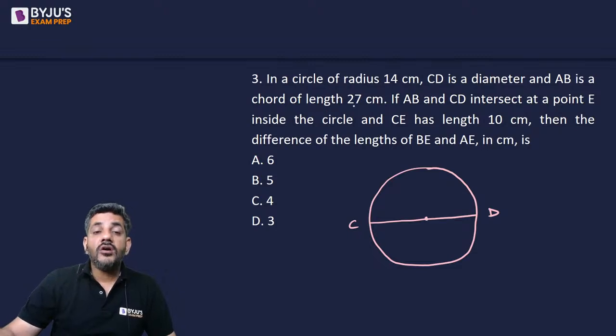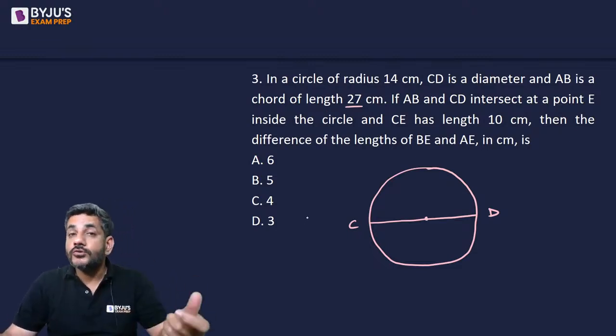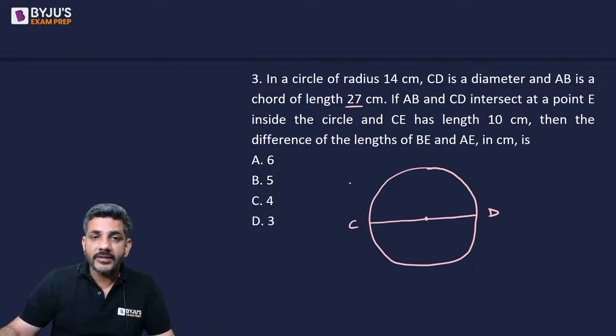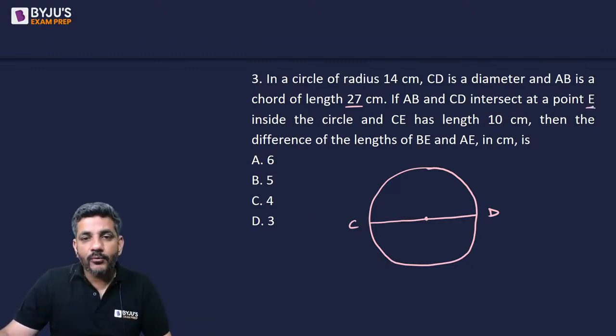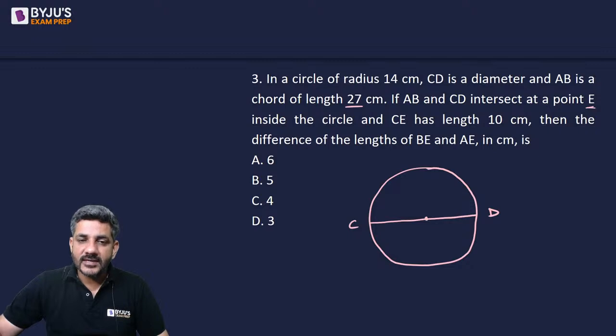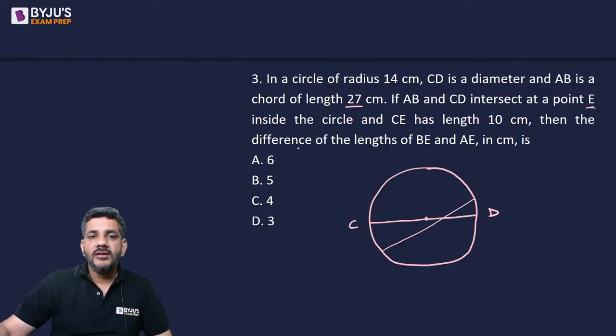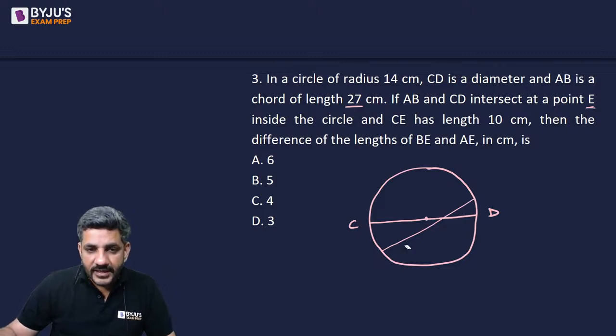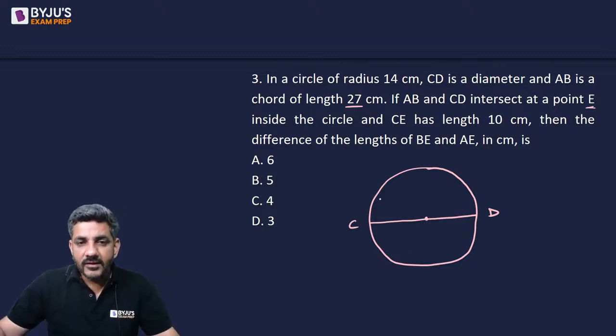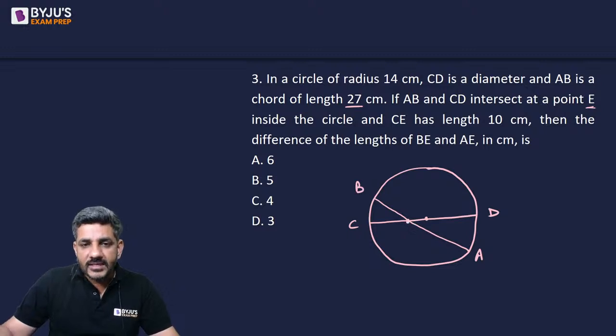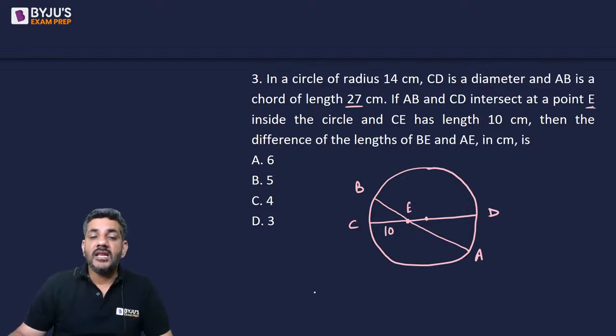And AB is a chord of length 27, which is very close to 28. So the chord is also pretty lengthy. AB and CD intersect at point E. So if AB and CD intersect at point E, it would look something like this, inside the circle, and CE has length 10. But it's probably not the case because CE has length 10, so it would look something like this then. Okay, so AB is a chord and this intersects at point E. He says CE has a length of 10. Then the difference in the length of BE and AE.